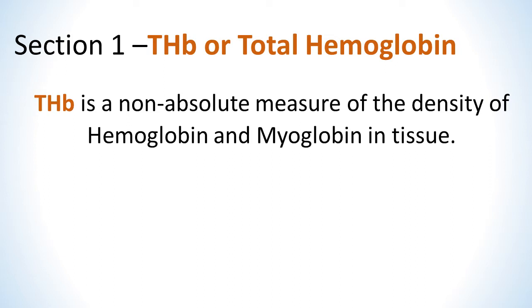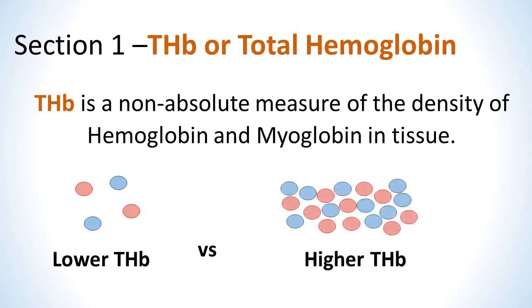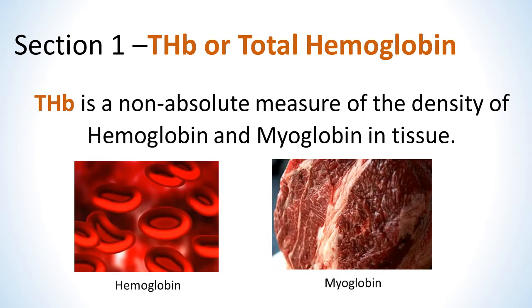THB is an abbreviation for total hemoglobin, and it's a non-absolute measure of the density of hemoglobin and myoglobin in the tissue. A lower density of hemoglobin and myoglobin will cause a lower THB reading, and a higher density will cause a higher reading. Recall from the SMO2 lesson that hemoglobin is in the red blood cells and myoglobin is in the muscle tissue.